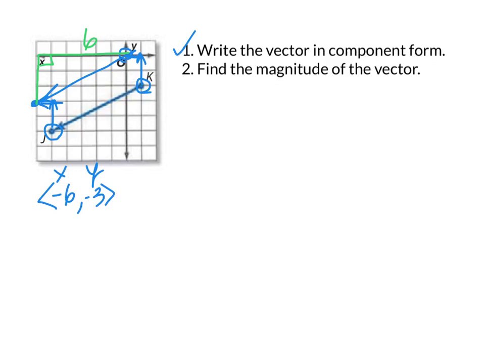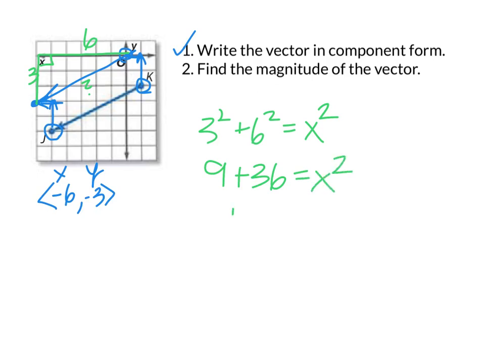This is a 6, this is a 3, because that side is 6 units long and this side is 3 units long. We're trying to find out what the hypotenuse is. So 3 squared plus 6 squared is equal to the hypotenuse squared. So 9 plus 36 equals x squared. So 45 is equal to x squared. And then to solve for x, I would square root both sides. So x is going to be the square root of 45.